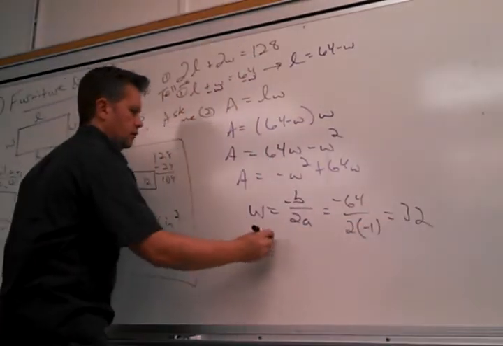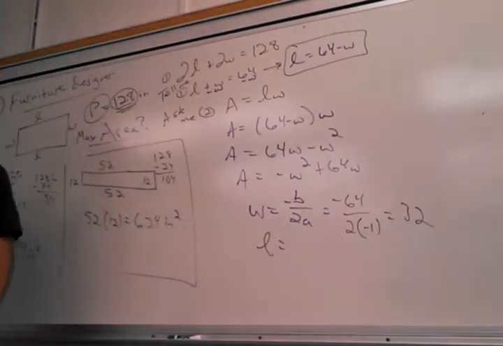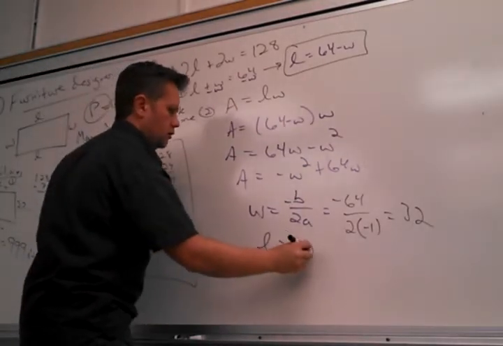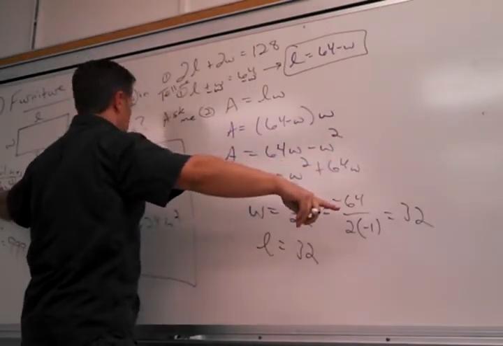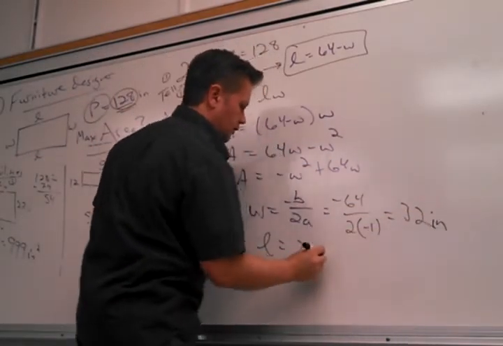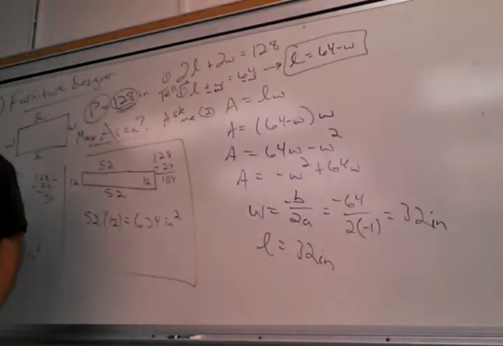What's the length? 64 minus that. So the length is 32 what? 32 inches. And that means if they're both 32, this is a square. Cool. So a square is the maximizer for that kind of thing. It's kind of nifty. If you're allowed to have all four sides, a square will always maximize your area.